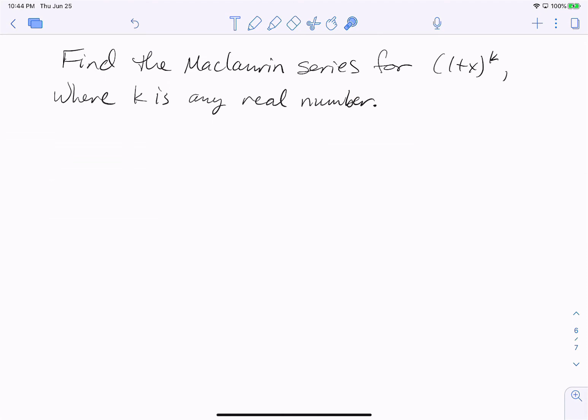This is the last of the special functions that we're going to develop here. Find the Maclaurin series for the quantity 1 plus x to the k, where k is any real number. Well, if f of x is equal to 1 plus x, the quantity to the k, then f prime of x is equal to k times the quantity of 1 plus x to the k minus 1.